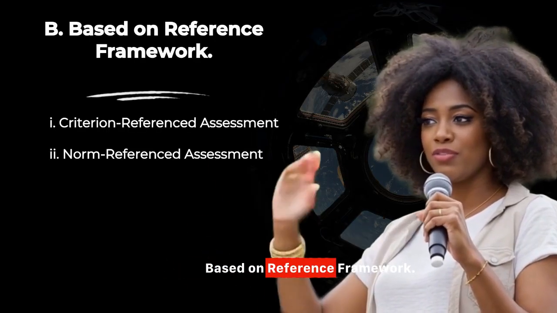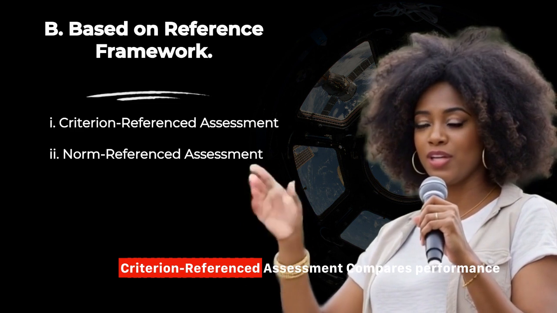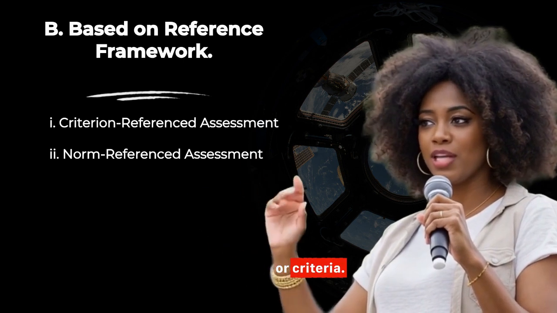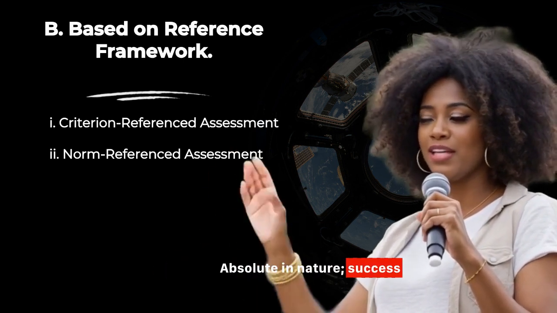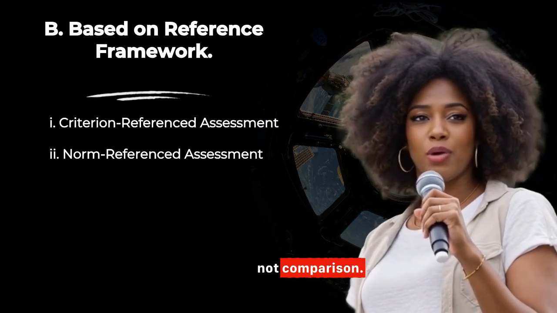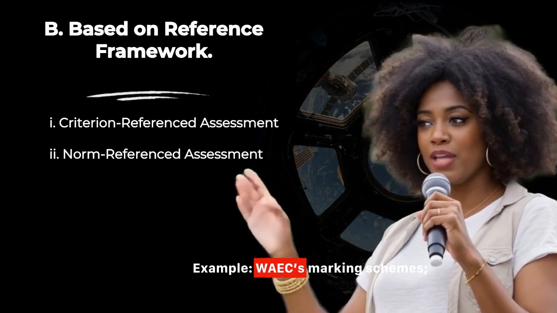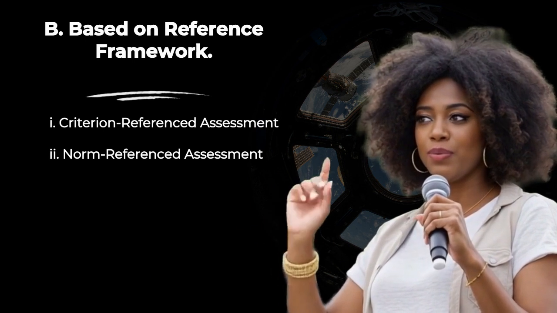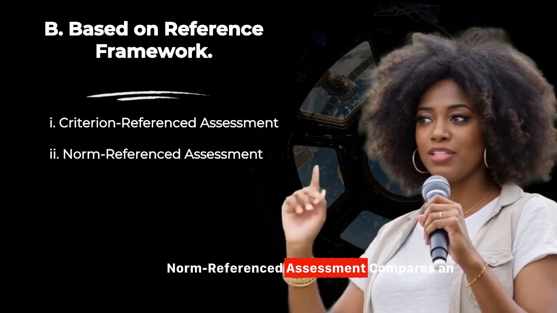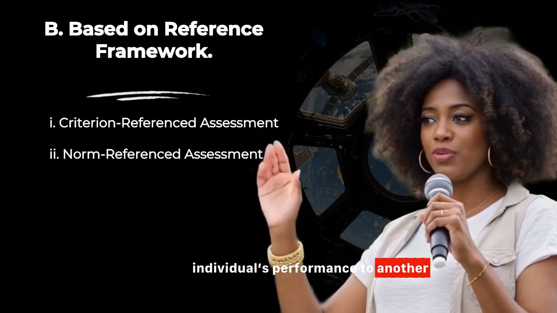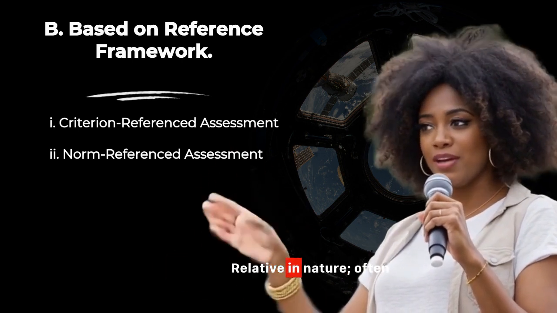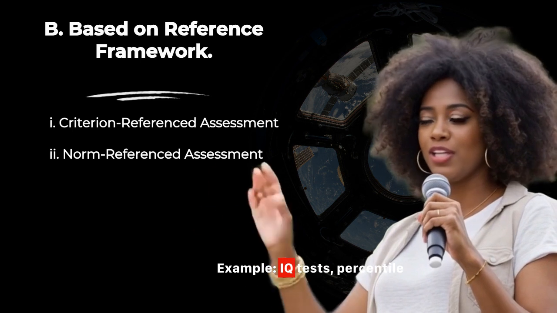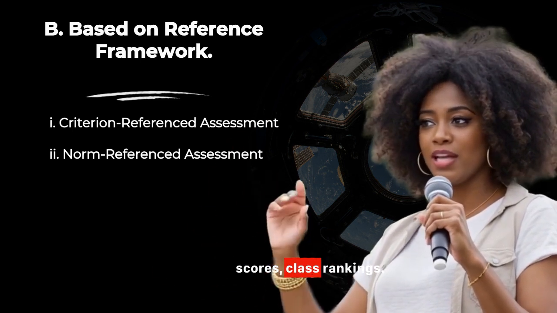B. Based on reference framework. 1. Criterion-referenced assessment compares performance against specific learning objectives or criteria. Absolute in nature. Success is measured by attainment, not comparison. Example: WAEC's marking schemes, rubrics with predefined standards. 2. Norm-referenced assessment compares an individual's performance to another individual's performance, relative in nature, often used in ranking and selection. Example: IQ tests, percentile scores, class rankings.